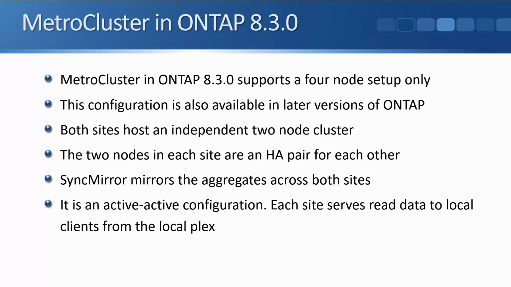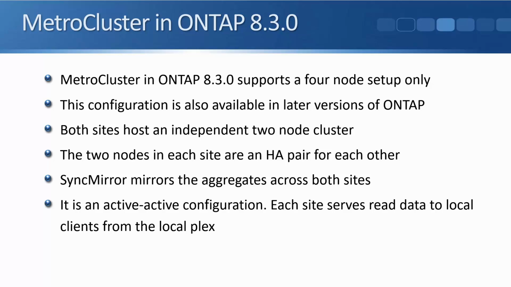So once MetroCluster was available in version 8.3.0, because it was really the last major feature to get moved over, that's why 7 mode was discontinued at that point. In ONTAP 8.3.0, MetroCluster supports a 4-node setup only. This configuration is also available in later versions of ONTAP as well.